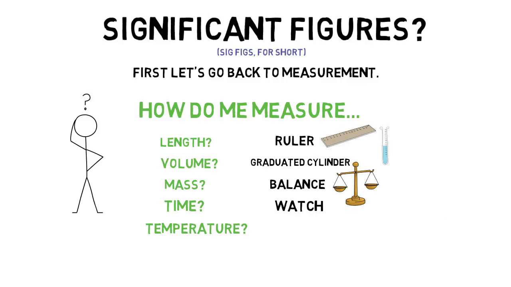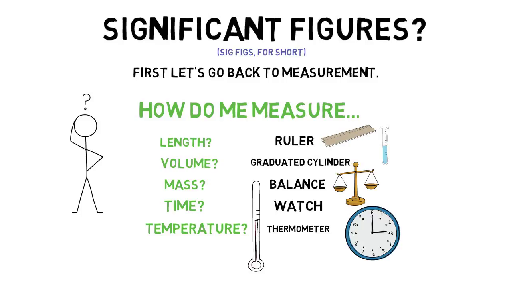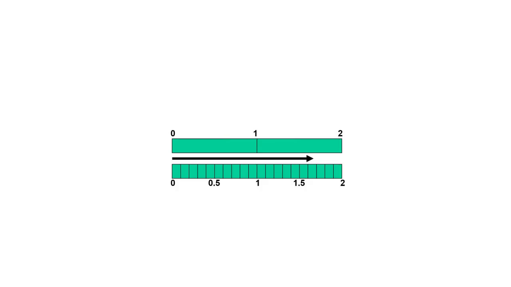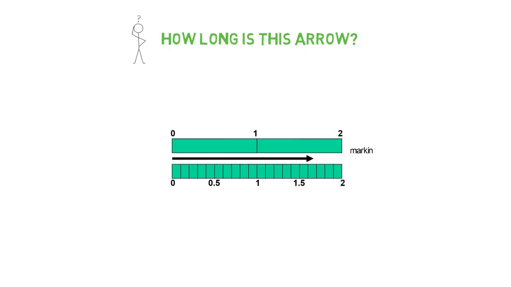We measure time with a watch or clock, and we measure temperature with a thermometer. So you probably knew the answers to these really easily, but it turns out that the device we use to measure has really big implications on the actual measurement. So here we have an arrow, and we have 2 different rulers. How long is this arrow?